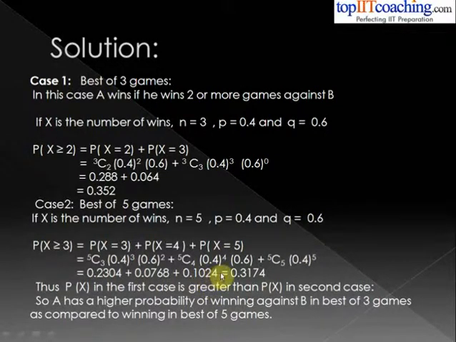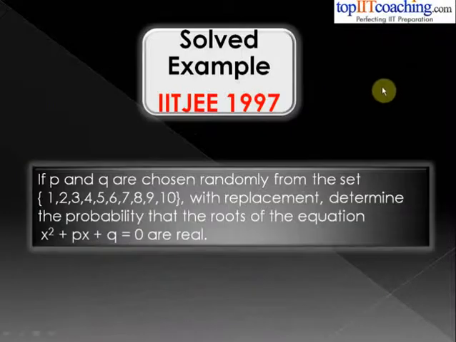And when we add them up, we get 0.3174. Thus we see that P of x in the first case is greater than P of x in the second case. That is, the probability of A winning against B in best of 3 games is higher as compared to winning in the best of 5 games. Thus A should opt for best of 3 games, as this gives him a better chance of winning against B. Let's try to solve one more example.